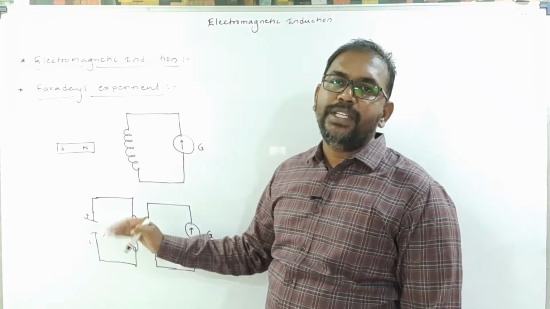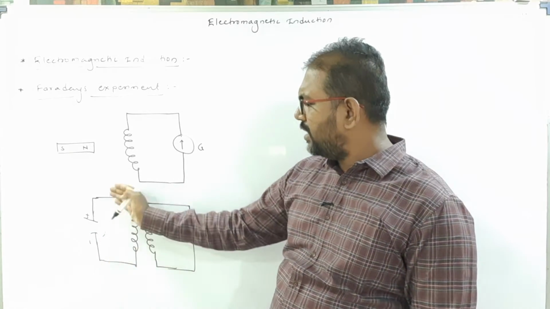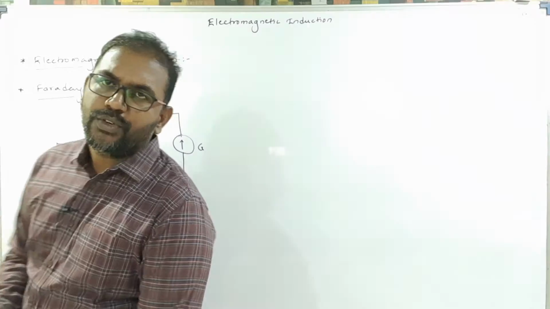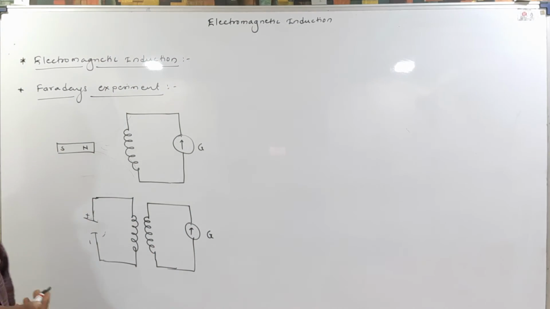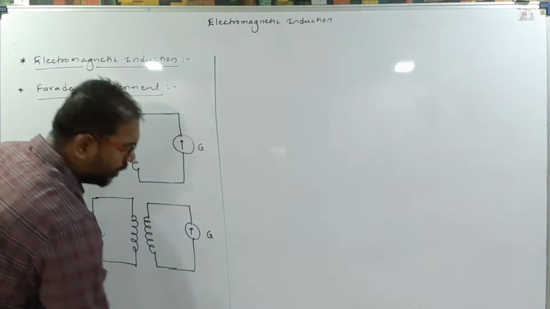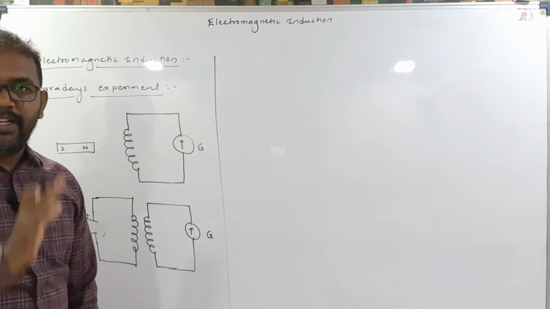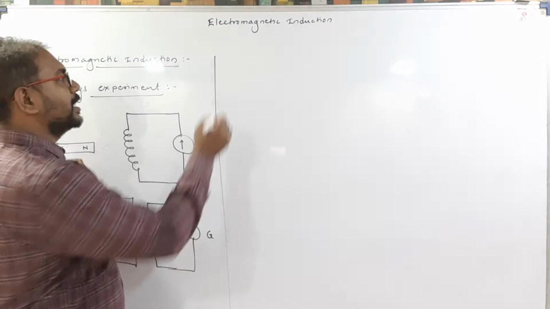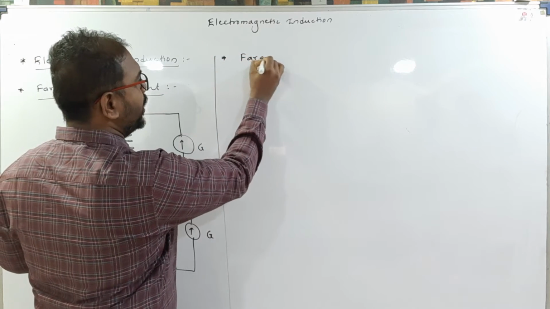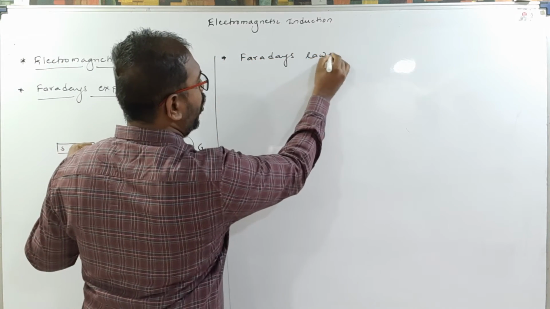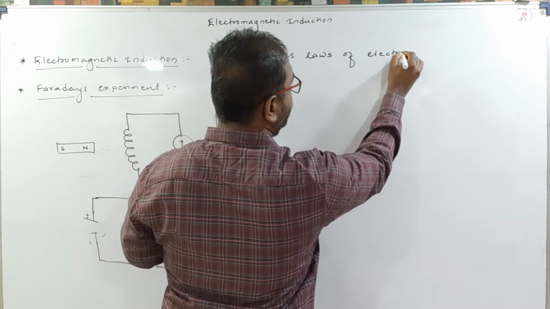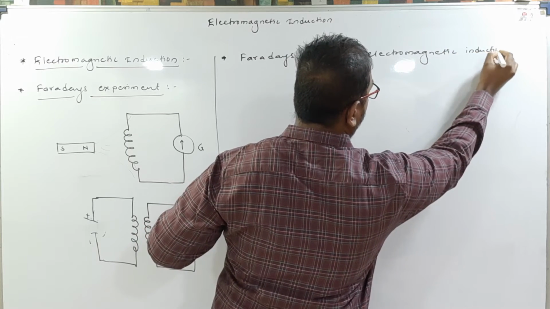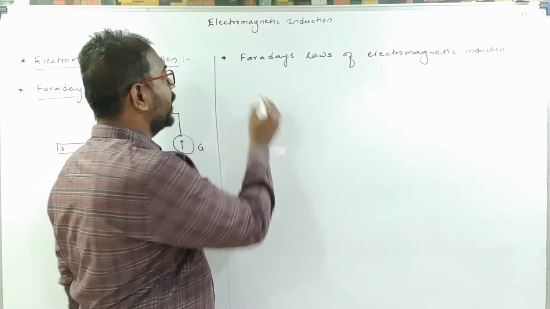Again, when we switch off this switch, or switch off the current through this coil, at that moment also we can see a little EMF or current induced in the other coil. So in simple words, we can write here: EMF is induced only when the magnetic flux associated with the coil changes. The conclusion of this experiment, Faraday's experiment, is written in the form of Faraday's laws. So the next article is Faraday's laws of electromagnetic induction.